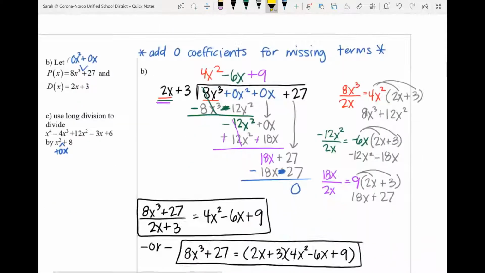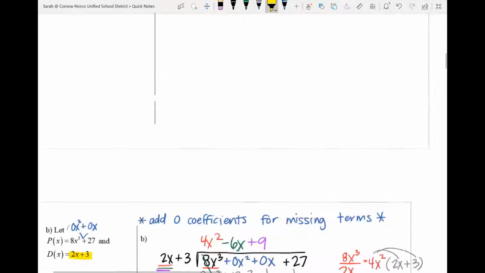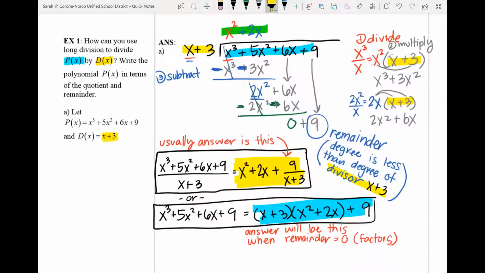If we look at the problems on the back, this was linear, but the leading coefficient is 2, not 1. So synthetic division is not an option for B, nor is it for C, because we had a quadratic divisor. And so what I wanted to show you is how I can do this problem using synthetic instead.